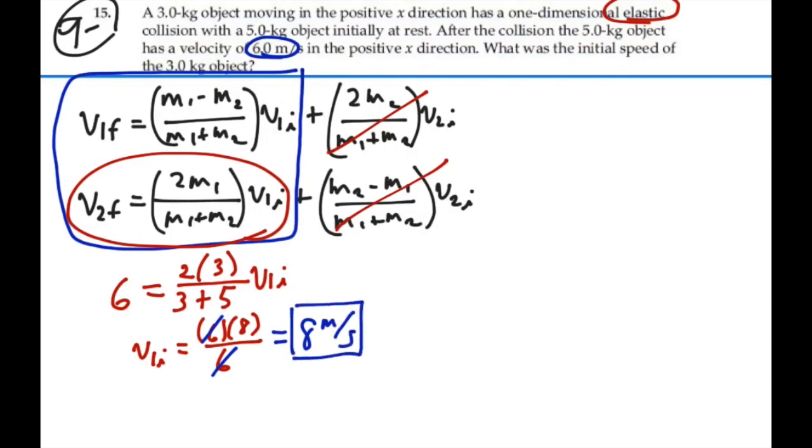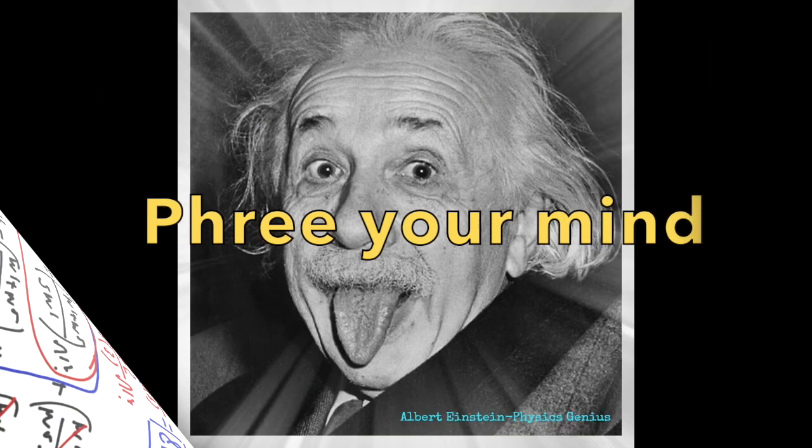So based on this method, using these formulas, we find that the initial velocity of the 3 kilogram object was 8 meters per second. Just an alternate way of solving the same problem of 915.